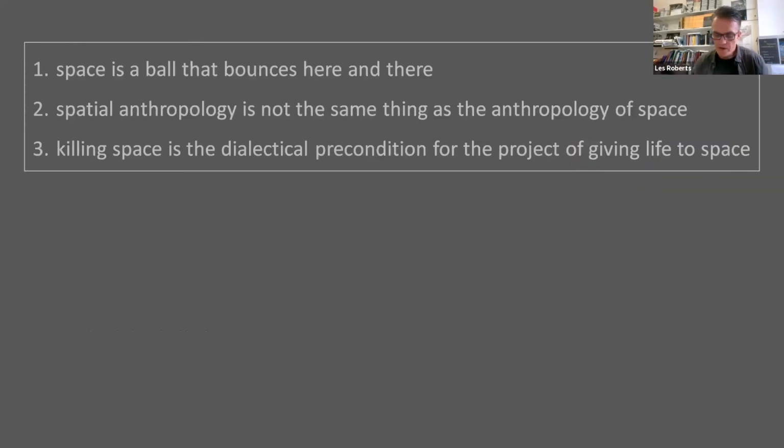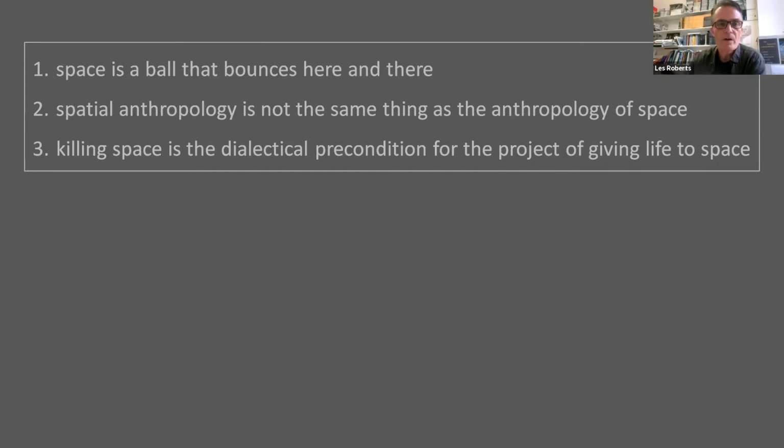The way I'm going to approach it is through three central provocations. Space is a ball that bounces here and there. Spatial anthropology is not the same thing as the anthropology of space. Killing space is the dialectical precondition for the project of giving life to space. So those are the three provocations, and so I can keep an eye on my time, I'll spend about 15 minutes or a bit more on each, and if I'm way off in any of those, I'll know to keep on track so I don't go too much over.